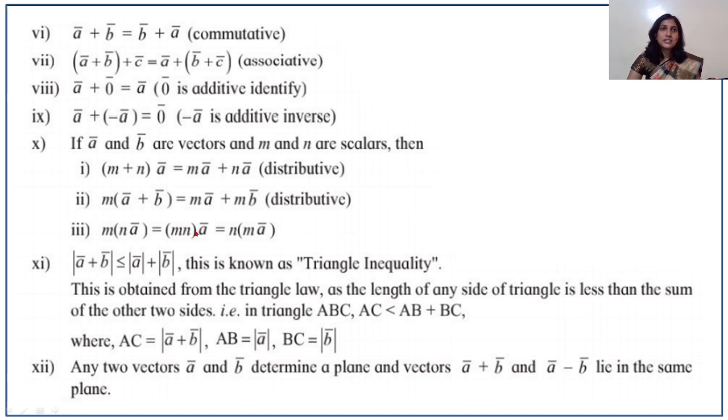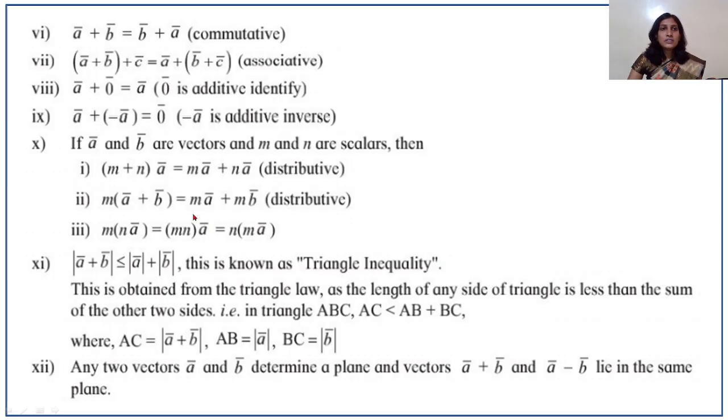So the next point is properties. These properties are very important for the JEE examination. Sixth property: A bar plus B bar is equal to B bar plus A bar. This is the commutative property. That means if we add A bar to B bar or B bar to A bar, the value will not change. That is, 1 plus 2 is equal to 2 plus 1.